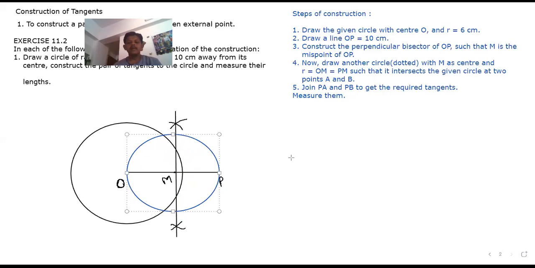Check. Such that you have got 2 points A and B. This point is A, this point is B. And I said if you draw from P and A, you are definitely going to get a tangent like this, PA. And another tangent you're going to get PB. Check whether you're going to get the same tangents.